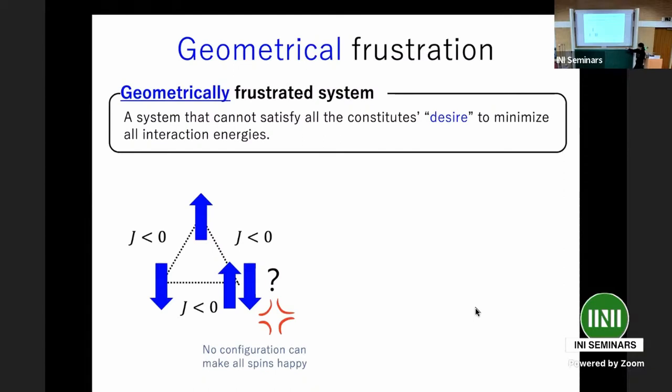One very typical example is the antiferromagnetically coupled system on a triangular lattice, where if you have a spin up here, in order to minimize this energy, you want to put that down here. But for this spin to be happy, you want to put this as an up state, but that will make this spin unhappy. So unfortunately there's no configuration that can make all the spins happy. Conceptually, in a very vague sense, this is similar to non-reciprocally interacting systems.